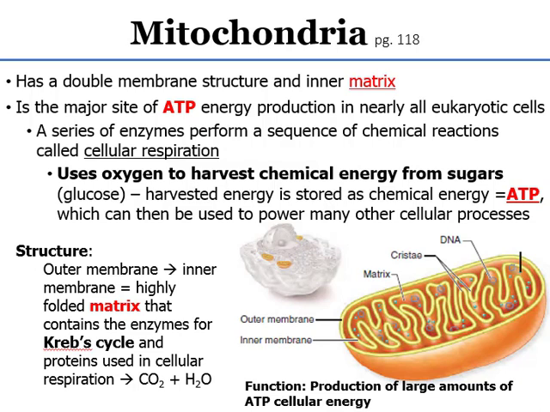This allows for maximal surface area where there's a series of protein enzymes that perform a controlled sequence of chemical reactions involved in cellular respiration. They use oxygen to harvest chemical energy from sugars, primarily glucose. Ultimately, this harvested energy is stored as chemical energy in the form of ATP, a more universal energy form, which can then be used to power many other cellular activities.